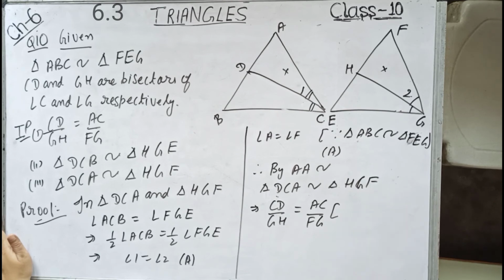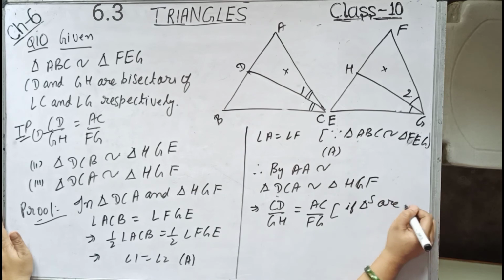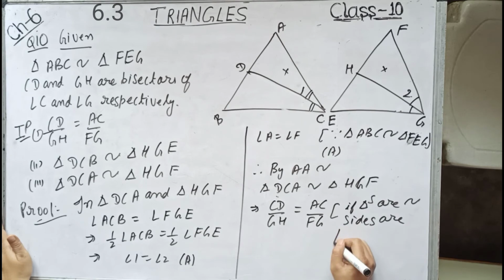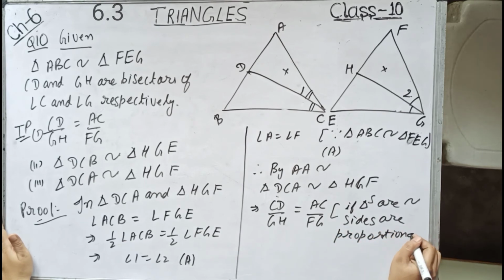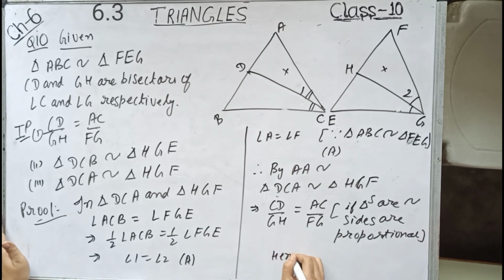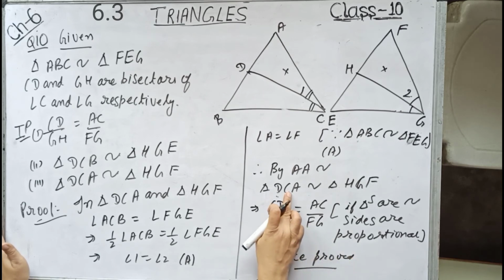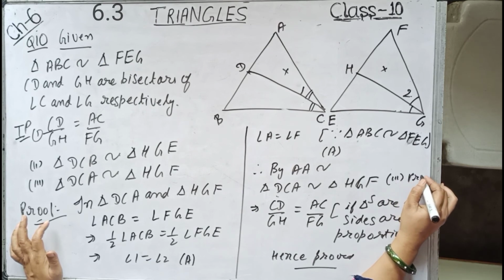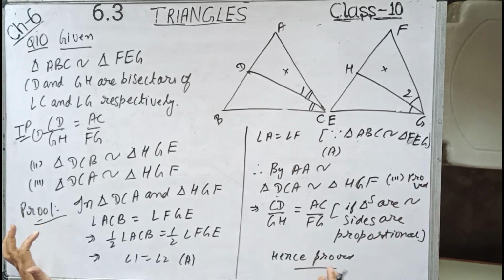So here, if you want to give a reason, you can give: if triangles are similar, sides are proportional. And hence proved. So actually we have proved subpart number 3. Number 3 proved, and number 1 proved. Left is number 2.